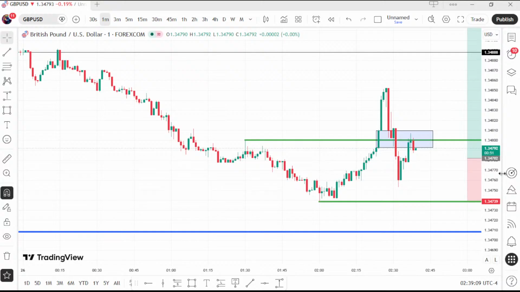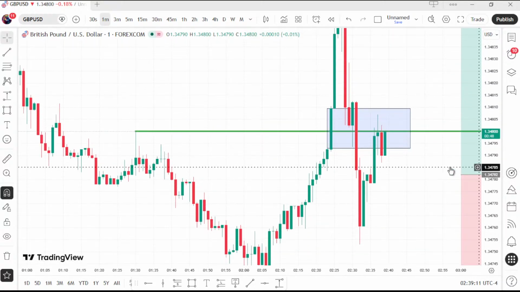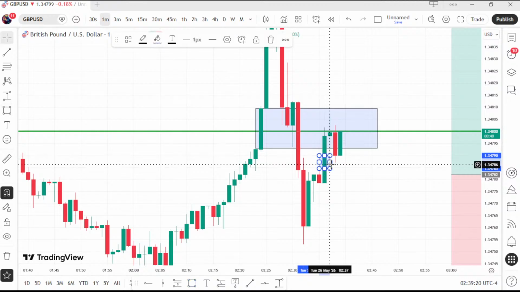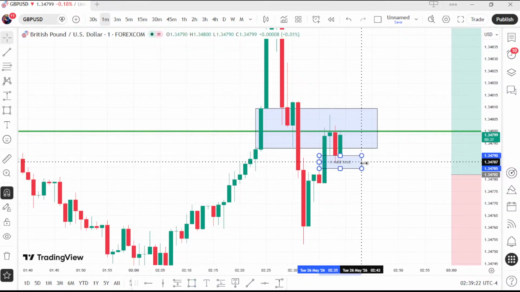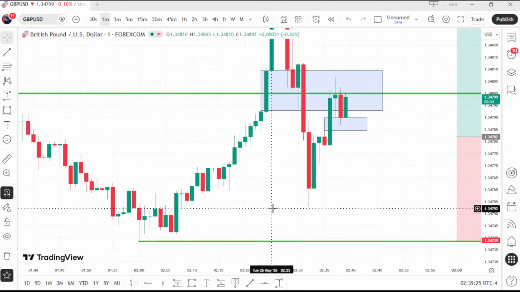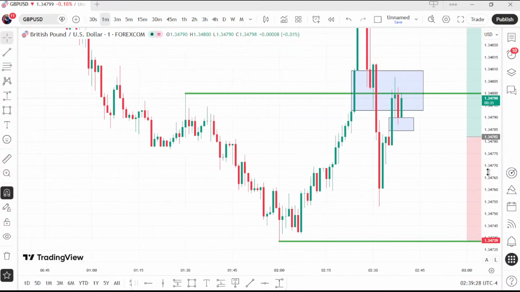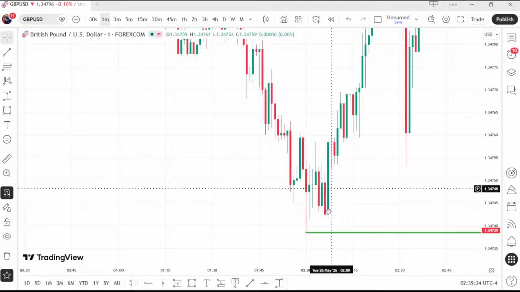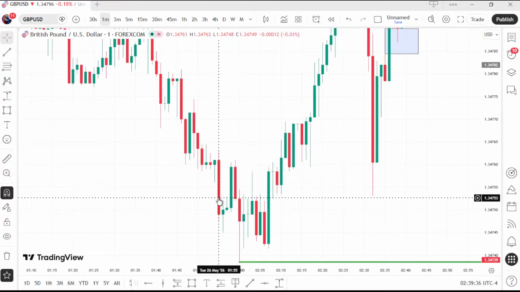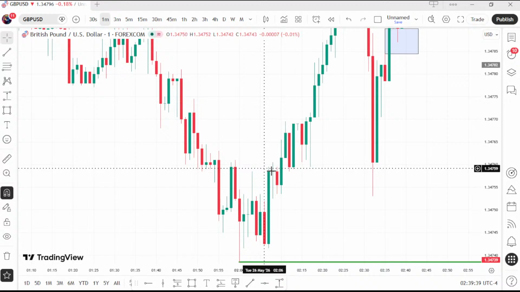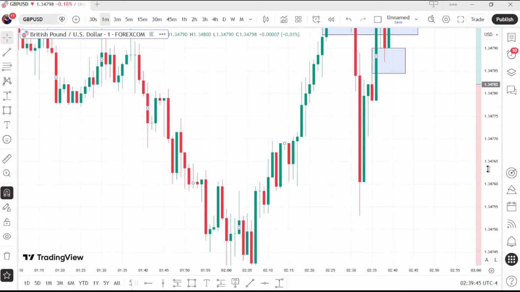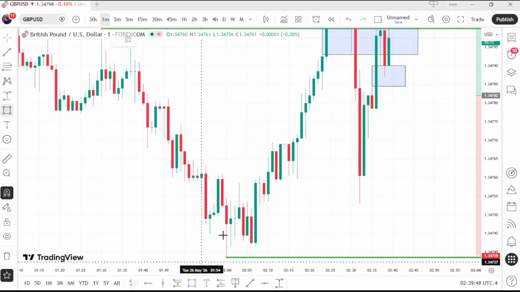Market structure shift. See, the stop loss price has not even touched it. That is the double candle. Now you see this came to this. Let me mark it.